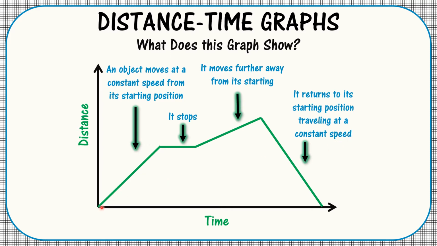So basically when the line is going up, it is getting further away from the starting position. When the line is horizontal, the object is not moving. And then when the line is decreasing like this and it touches this horizontal line, it means we have returned back to our starting position.